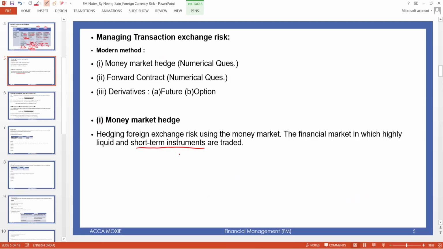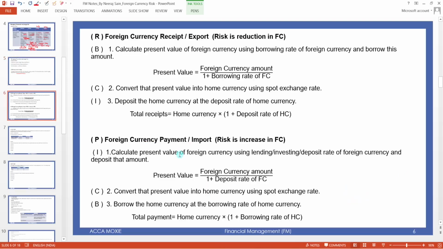Okay, let's do the next question. Then you will understand. So if you are an exporter, you will receive the foreign currency. Okay, you will receive foreign currency. So what is your risk?